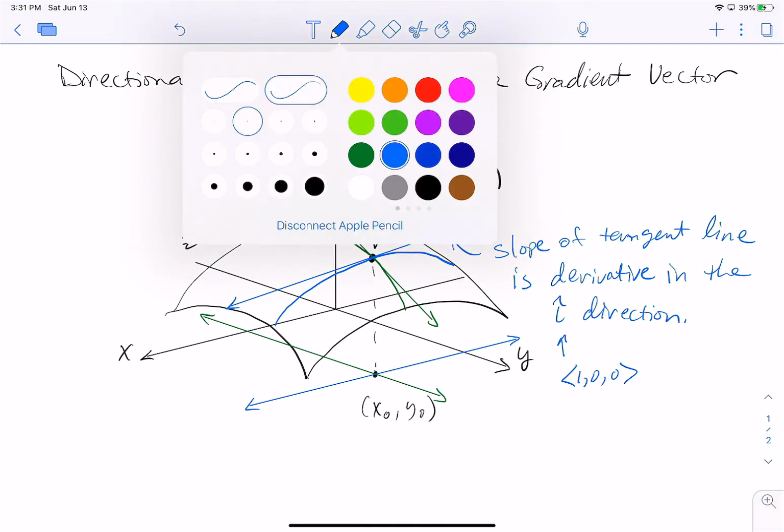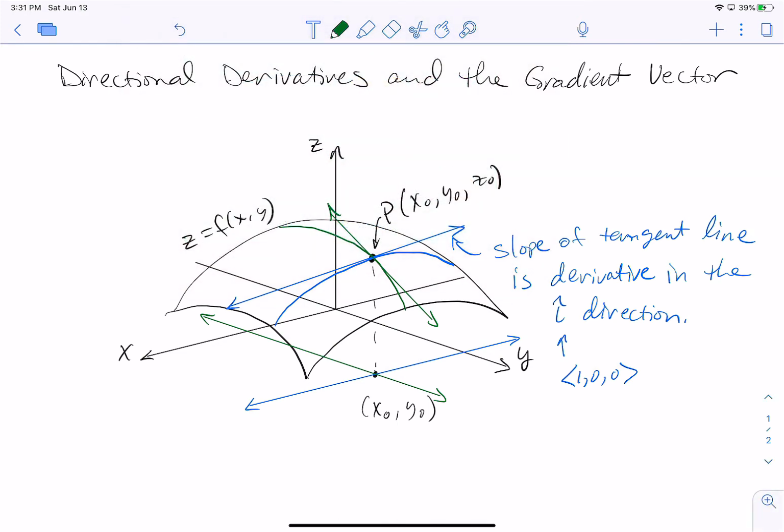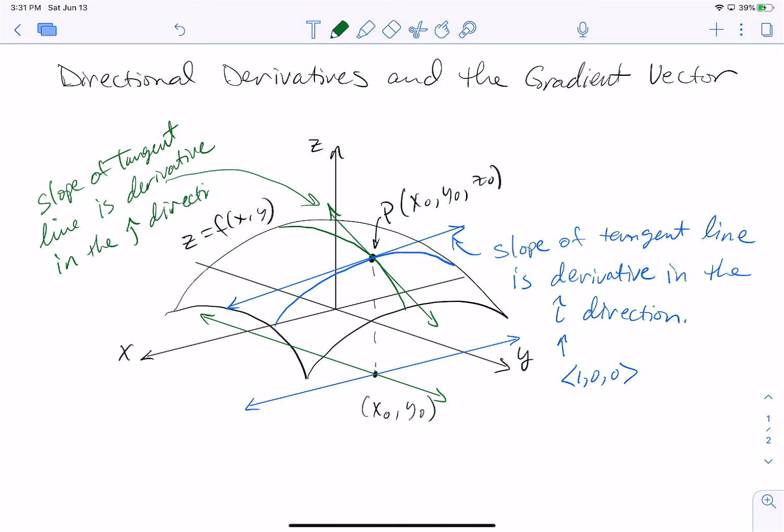Likewise, the green tangent line is the derivative in the j direction. That's the one above the line in the xy plane parallel to the y-axis, and so holding x constant. The directional derivative is a way to find the derivative or the slope in any direction that you like.